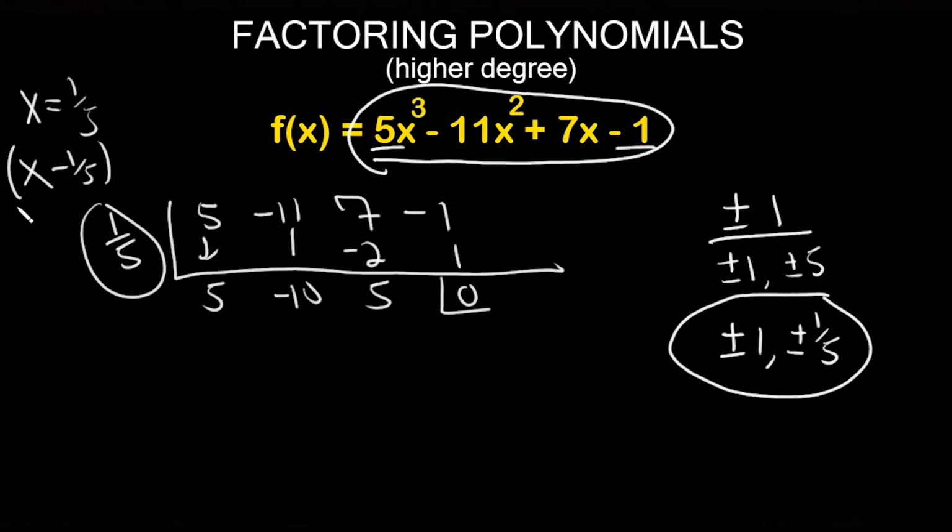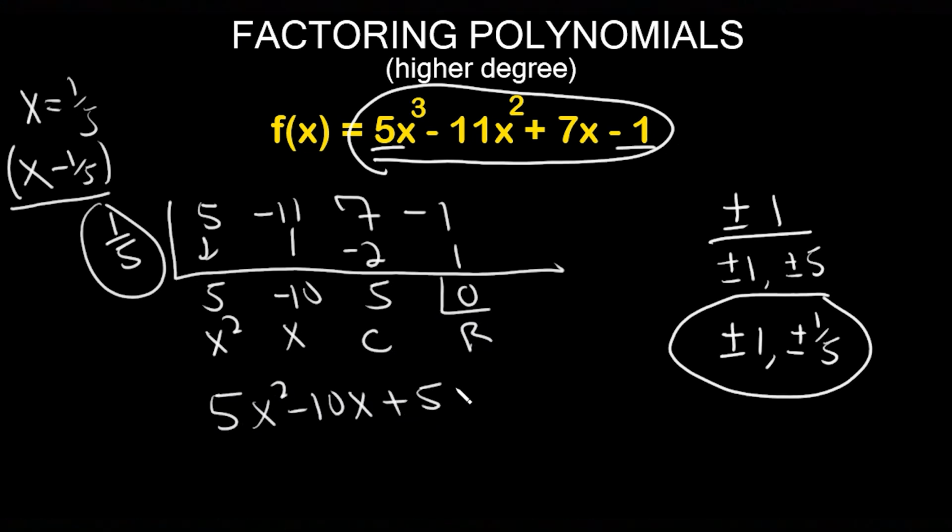So I'm going to end up using this factor right here when we end up writing the complete factorization of this polynomial. So what you have here is a quadratic now. I have x squared, I have x, I have my constant, and then my remainder. I have to try to factor it. So if I have 5x squared minus 10x plus 5, it's now my job to try and factor that quadratic. And can you factor it?